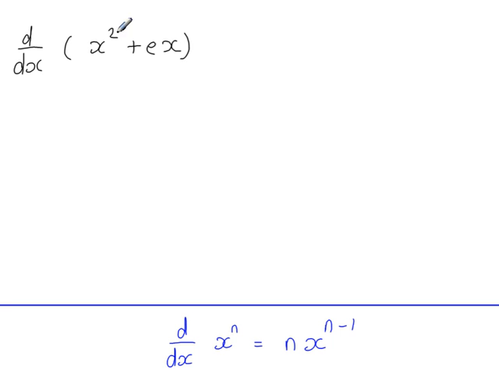Differentiating x squared plus e times x. So both of these terms will be differentiated because they're in brackets. Okay, differentiating x squared gives 2x. Differentiating e times x will give us e.